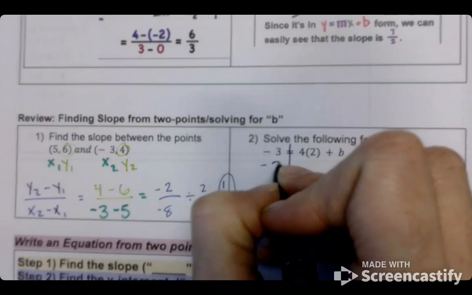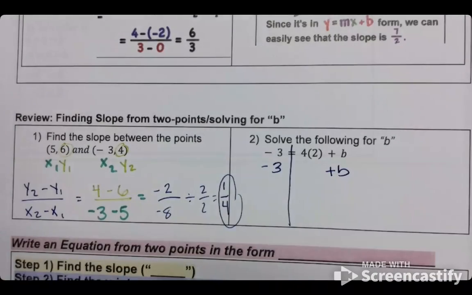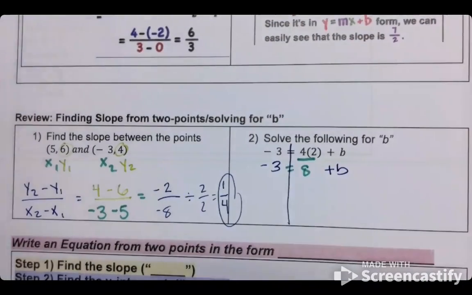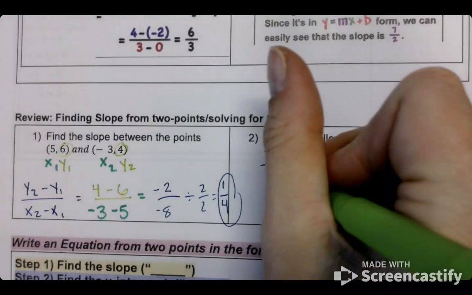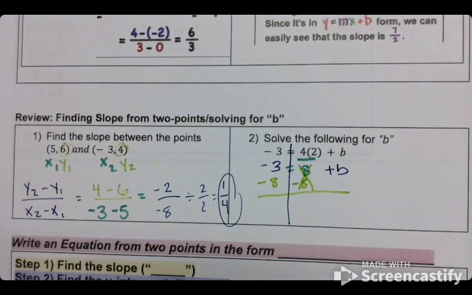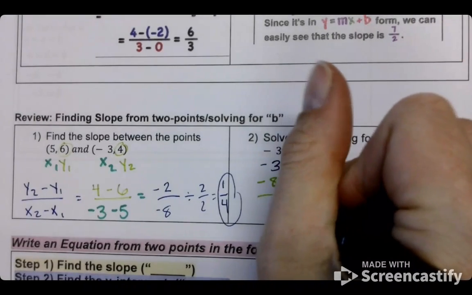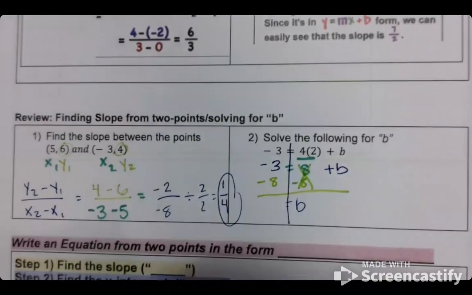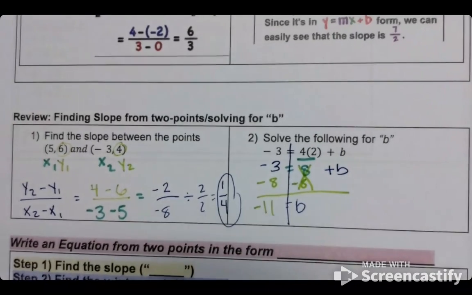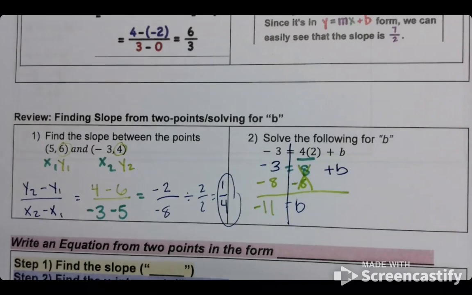Welcome back. So we have this, we have this. This is now going to be 8. And then I'm going to minus 8 on both sides. That cancels out. I still have my b. And then on this side, I have -11. All right? So well, we are going to take those two things and we are going to put them together.